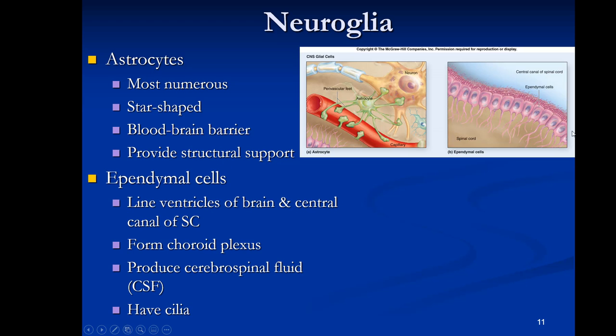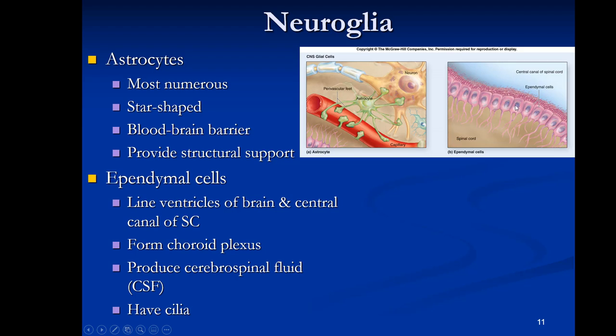Over here we have ependymal cells. Ependymal cells line some spaces in the brain called ventricles, and they also line the central canal of the spinal cord. Those terms may be foreign to you right now, and that's fine. But just at this point, understand that the brain has little cavities in it called ventricles, and these ependymal cells line them. And the spinal cord has a canal that runs right down the middle called the central canal, and that's also lined with these ependymal cells.